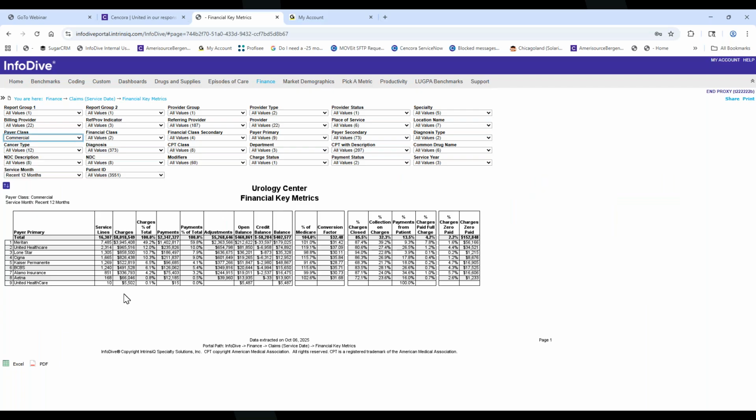So I can see here that my top payer is going to be Meritan. And on Meritan, I'm getting reimbursed 101% of Medicare. United Healthcare is my second top plan, and I'm getting 119% of Medicare. So that's a significant difference, right? So we may definitely want to dig further into this Meritan. I can also see that my third highest payer, I'm getting less than Medicare.